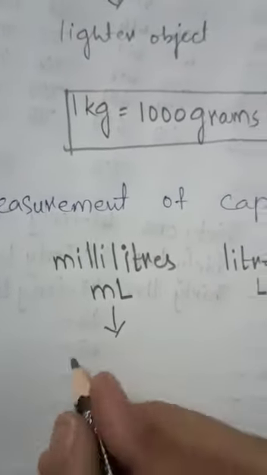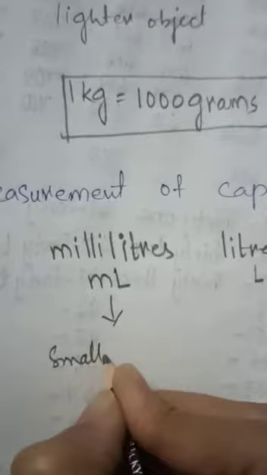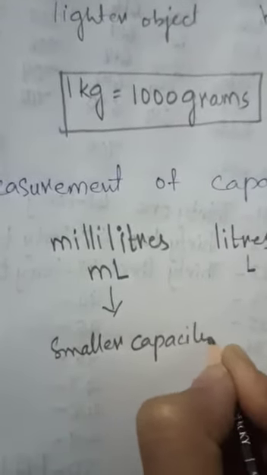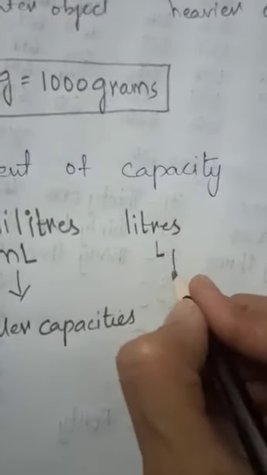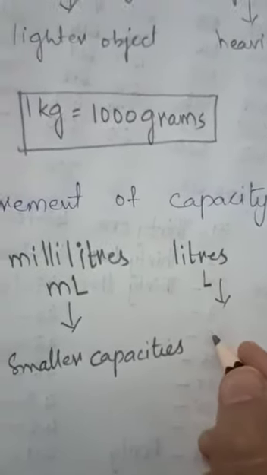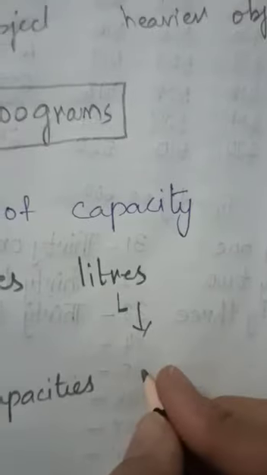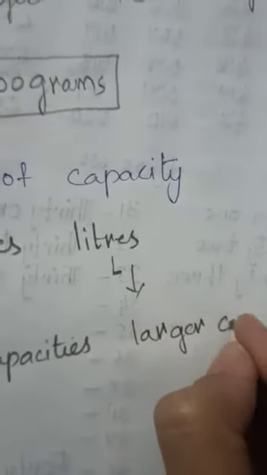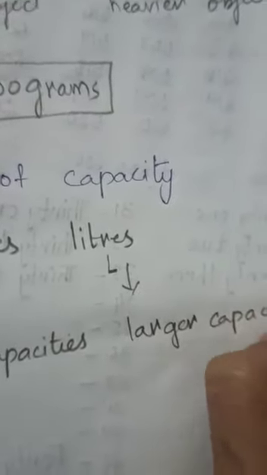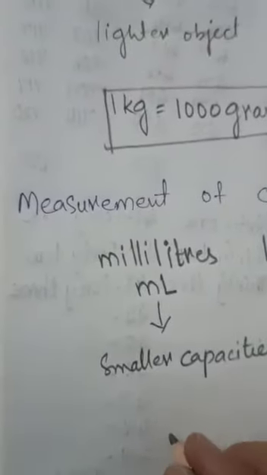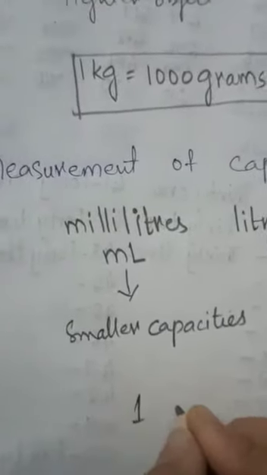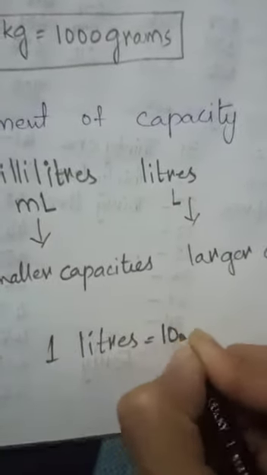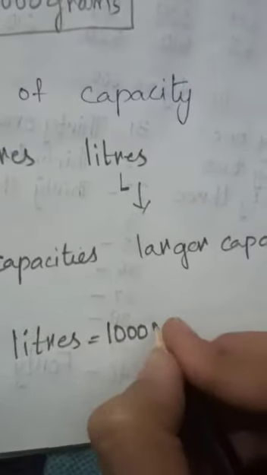These milliliters are used to measure smaller capacities. And these liters are used to measure larger capacity. And 1 liter is equal to 1,000 milliliters.